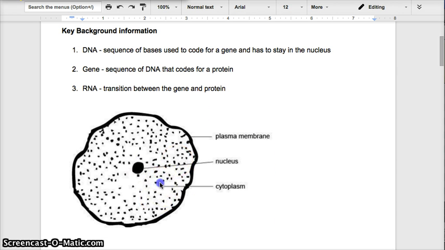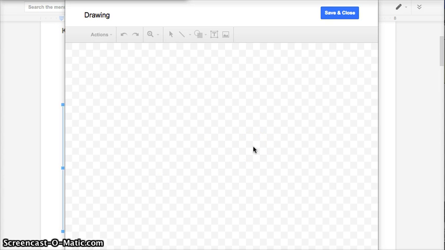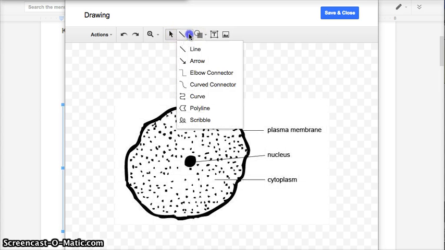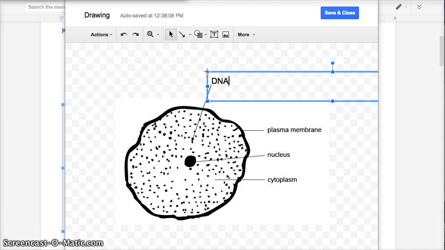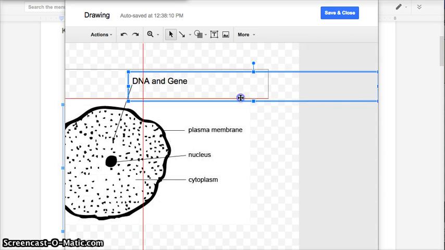So what we have here is our nucleus. What I want you to do is label in here. In our nucleus is going to be our DNA, and the gene is going to be in here.